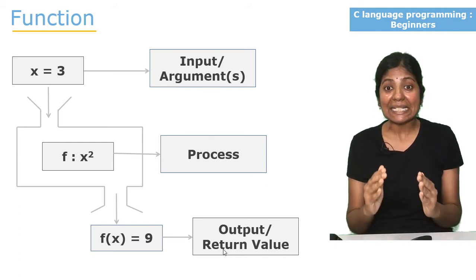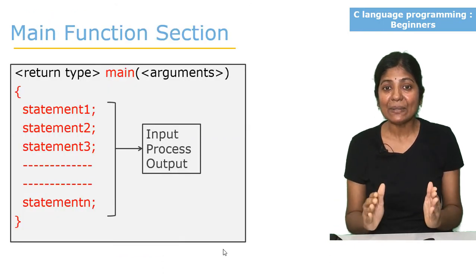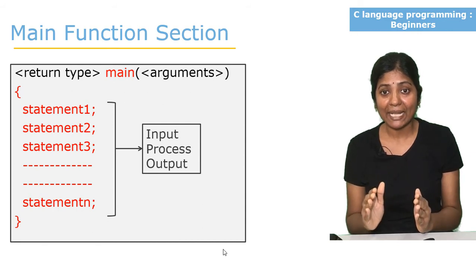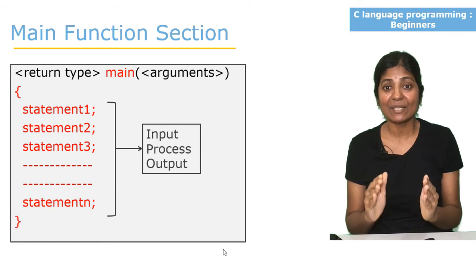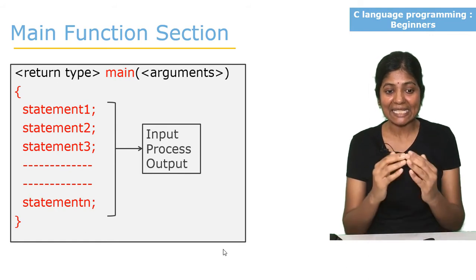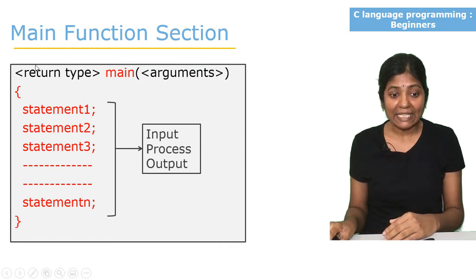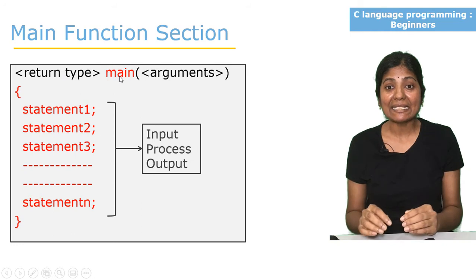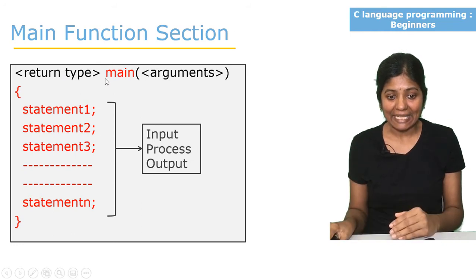Now, let's see the syntax of the main function section. In the previous video, I told you that when we are writing each section of the program, we must write by following the rules, which is called syntax. Here is the syntax of writing the main function. It will have a return type, which is the output. Main is the name of the function. We must write main like this only.